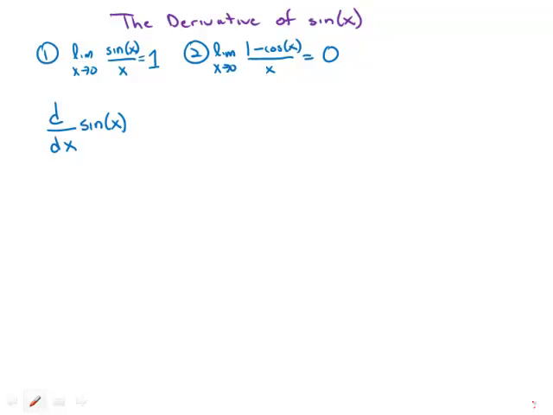Now that we've figured out the two special trig limits, we're in a position where we can find the derivative of sine x. So of course the derivative of sine x is going to be the limit as h approaches 0 of sine of x plus h minus sine x over h.